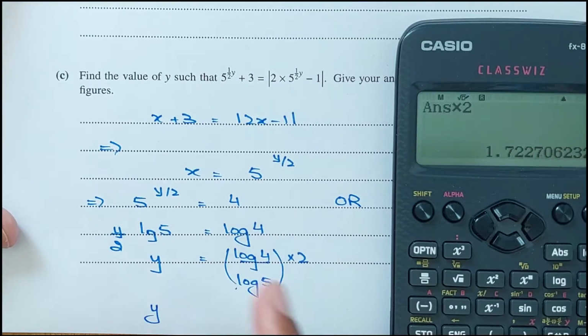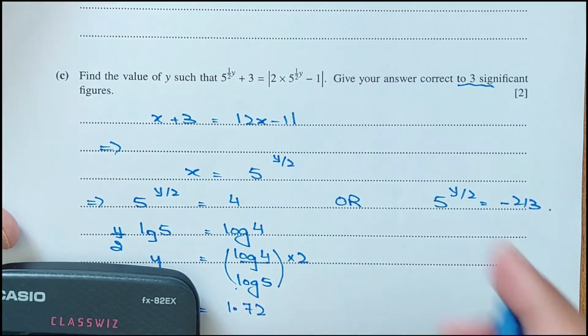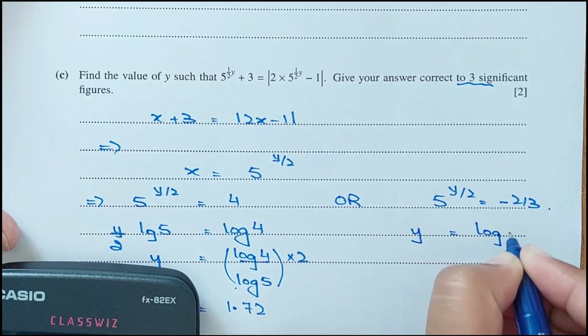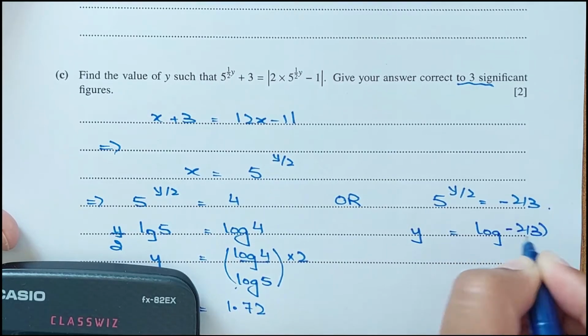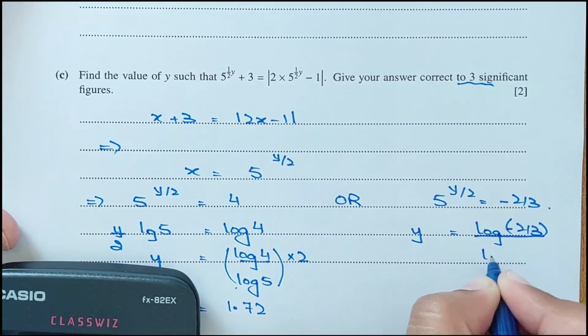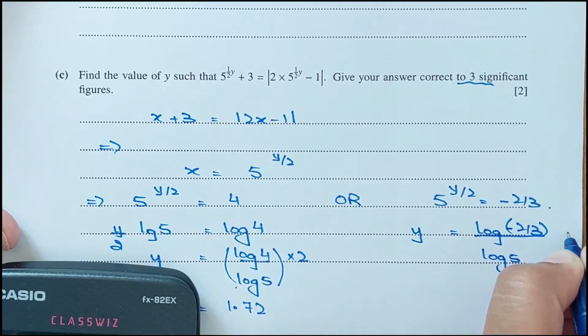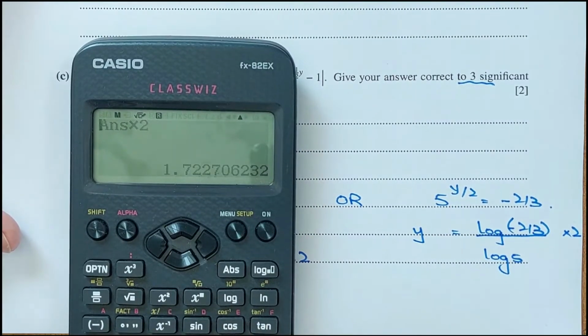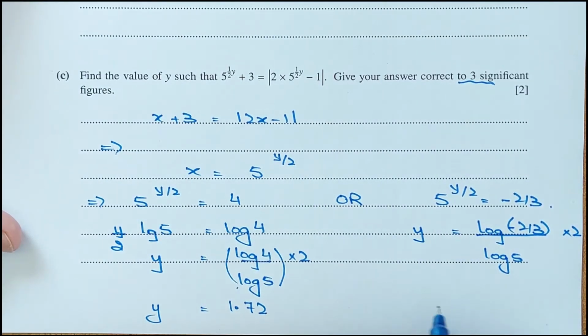Y value is 1.72, right? Now for the other one, y is equal to log of negative 2 by 3 divided by log 5 times 2. This is undefined because log of a negative number does not exist. We can take log of minus 2 by 3. This is undefined, right?